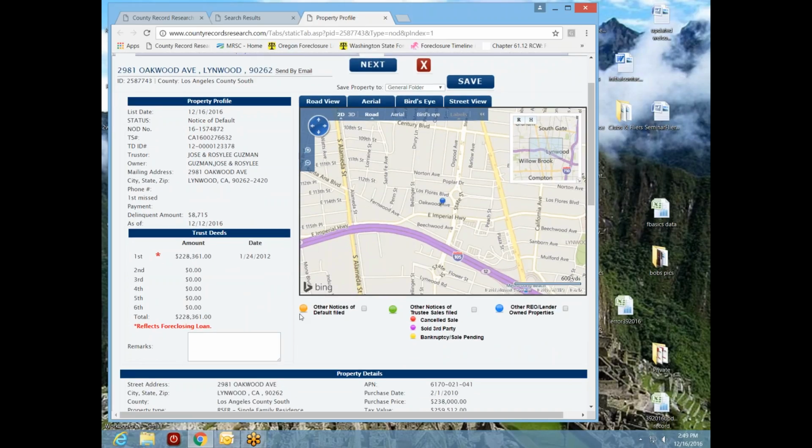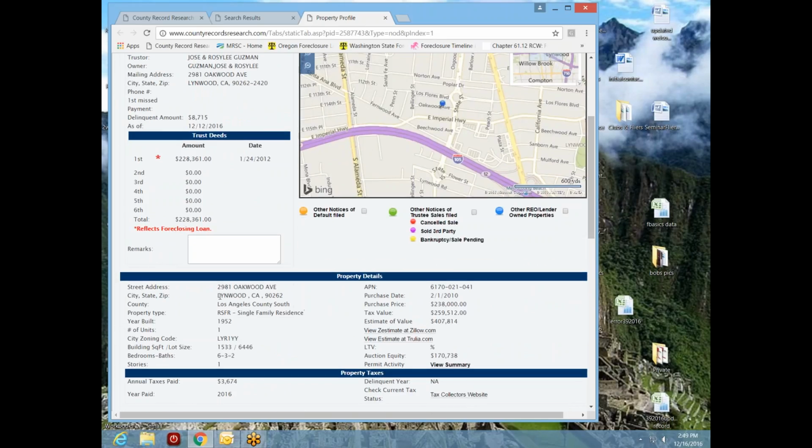Okay, so this particular property on Oakwood, let's look at a couple facts. The property's address is 2981 Oakwood. It's a 3-bedroom, 2-bath, 1,500 square feet on a 6,446 square foot lot, built in 1952. Basic stuff, okay? Now, on the right-hand side, we see their purchase price when they bought it was $238,000 in 2010. Okay, the purchase date is February 1st of 2010.